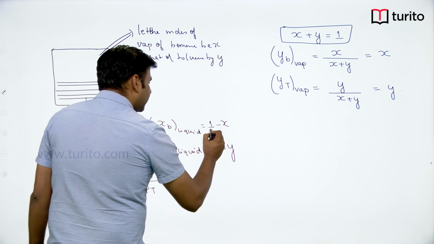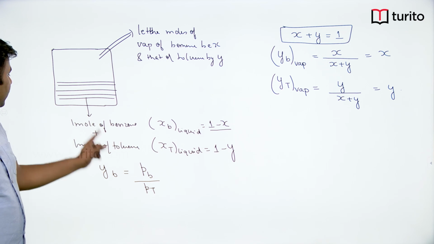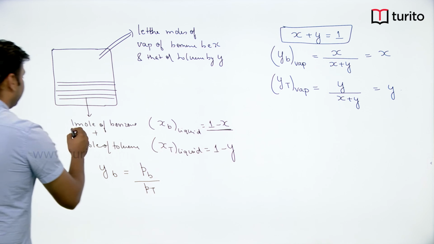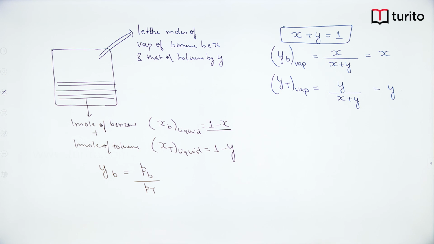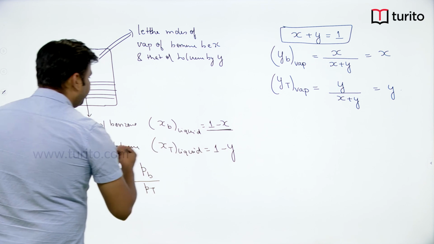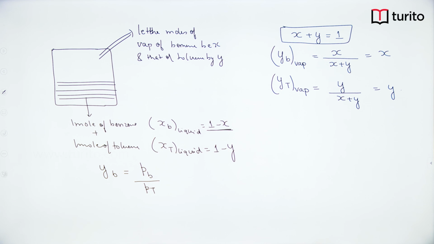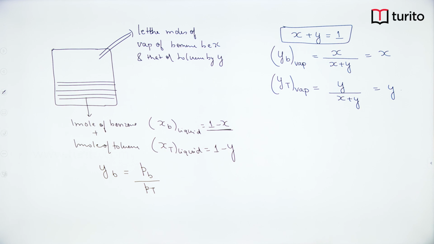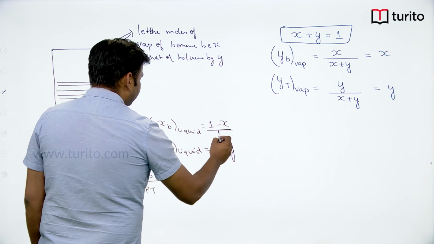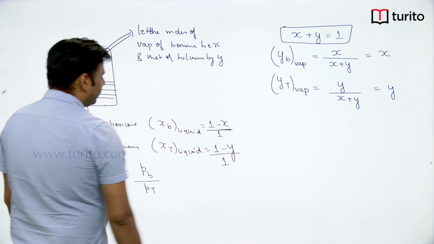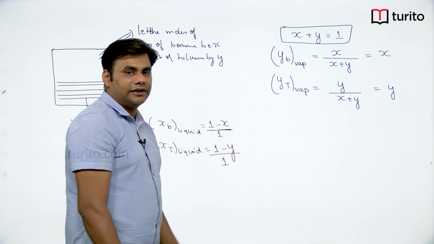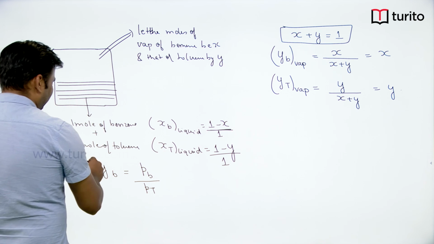So this was not the mole fraction, this was the moles. The mole fraction would be: 1 mole of benzene and 1 mole of toluene was there. Now when we have evaporated half of the mixture, the total moles left would be 1 only. So this would be the expression. The mole fraction of benzene and toluene in the liquid phase would be 1 minus X and 1 minus Y. So again we have to use the same equation.